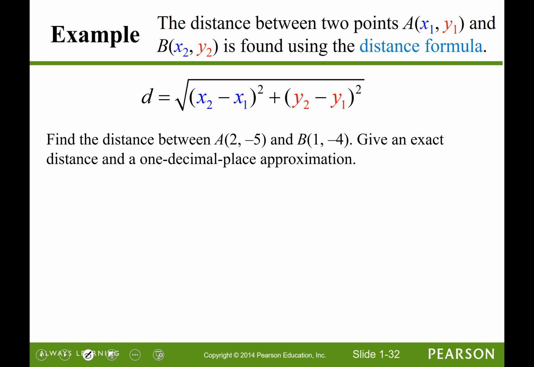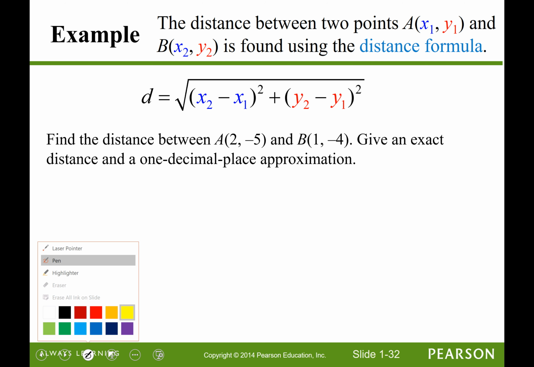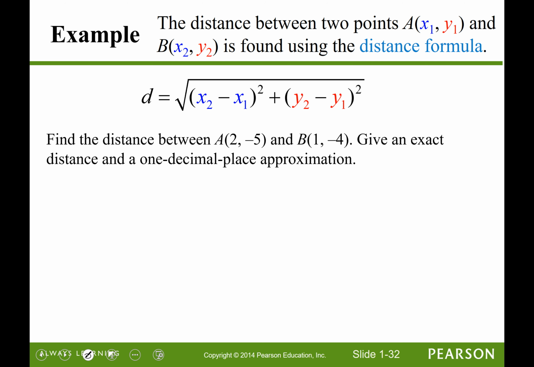Okay, so let's try this example. Find the distance between point A, which is at positive 2, negative 5, and point B, which is at positive 1, negative 4. And they want us to give an exact distance and a 1 decimal place approximation. All right, so here we go.